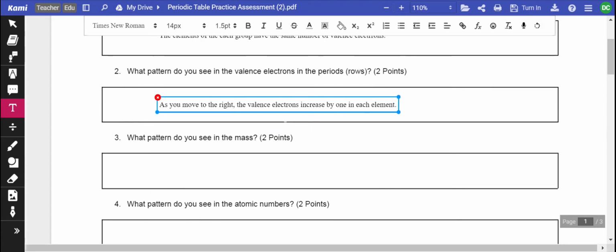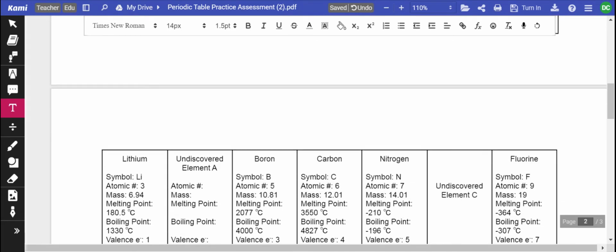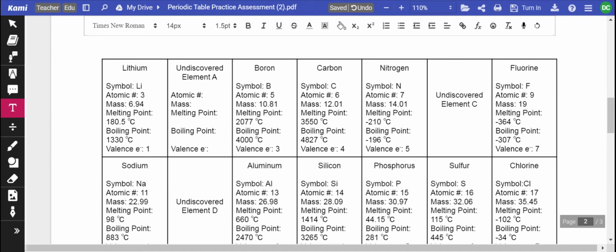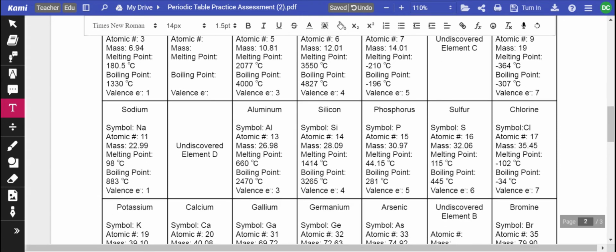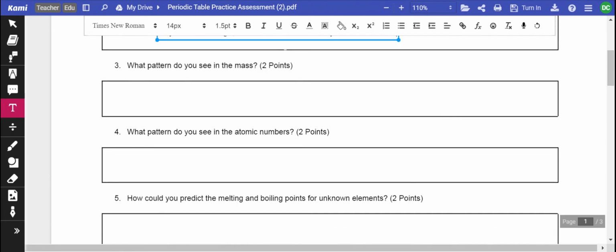What pattern do you see in the mass? So as we scroll down, you see the mass is 6.94, 10.81, 12.02, 14.01, and 19. Next row, 22.99, 26.98, 28.09. So as we move to the right, we can see an obvious pattern that the mass increases.